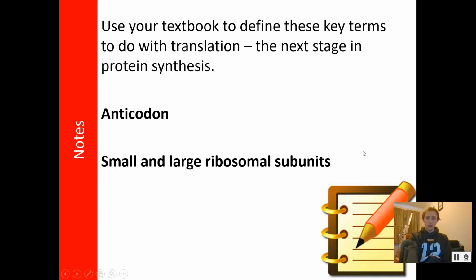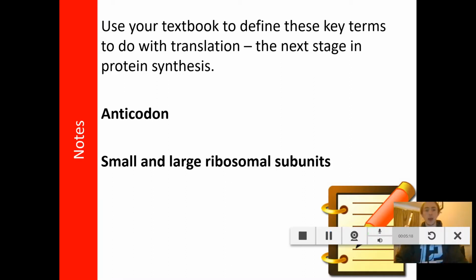So, just in your books, just write down the word anticodon. The title is translation if you haven't already. The word anticodon needs to be written down, and then can you remember what that is? And then the words small and large ribosomal subunits, can you write down what that is as well? You've done both of those in the past. We'll go over it after you play the video again.